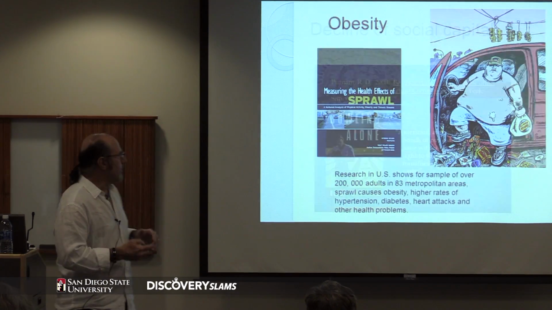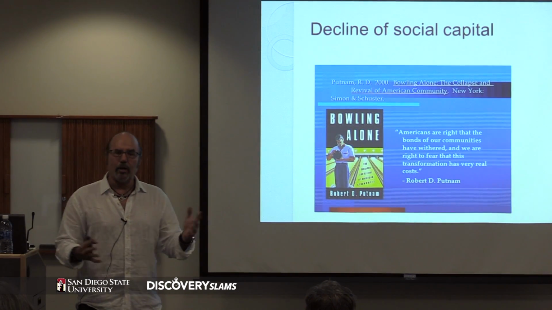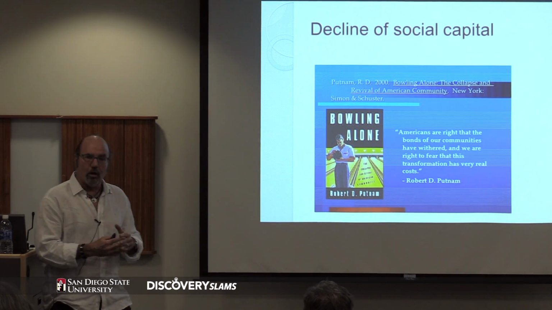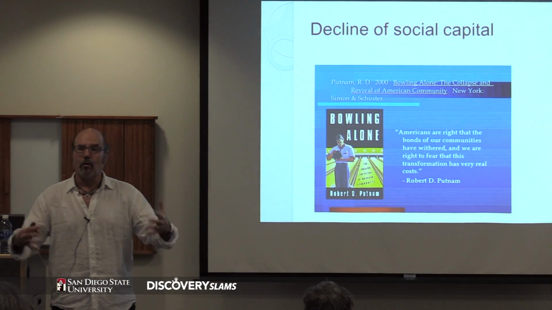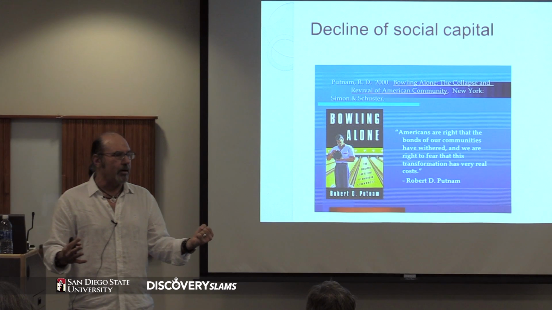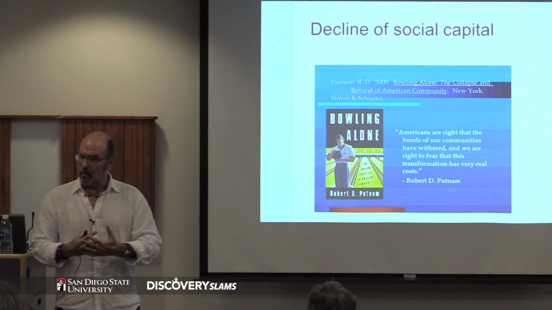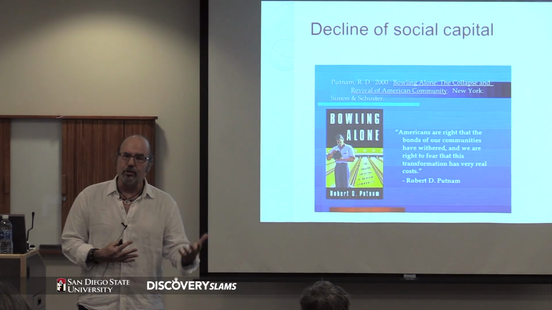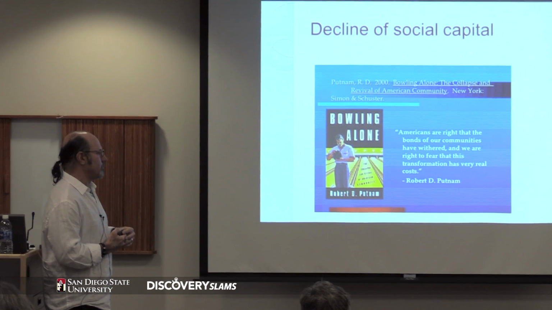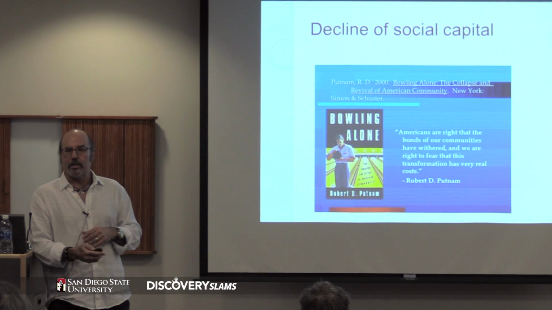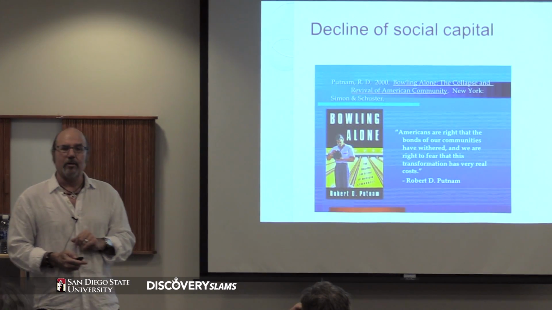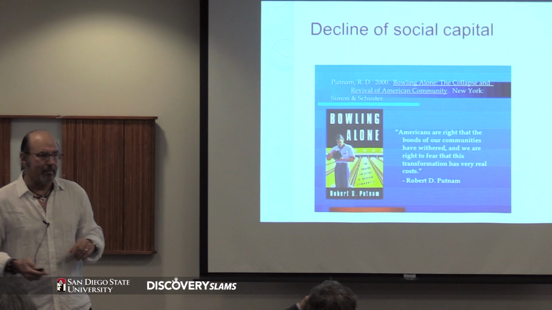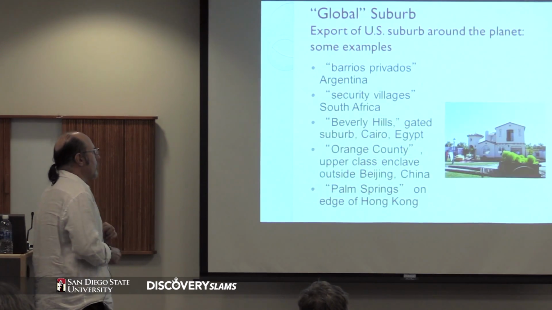And finally, this is a slightly more complicated thing, but this book, Bowling Alone, is a metaphor for a lot of literature that talks about the social problems of suburbs, people being isolated, the lack of interaction, the lack of social institutions, the decline of social institutions, and all of the implications of that. So this is the pattern that's been mapped out by academics and scholars over the last 30 years.